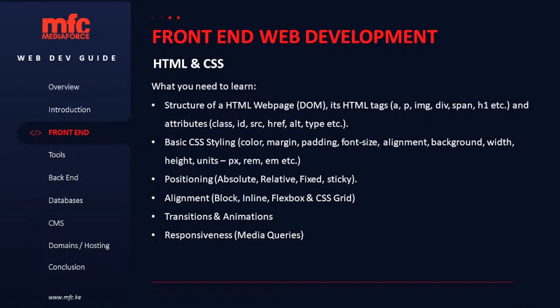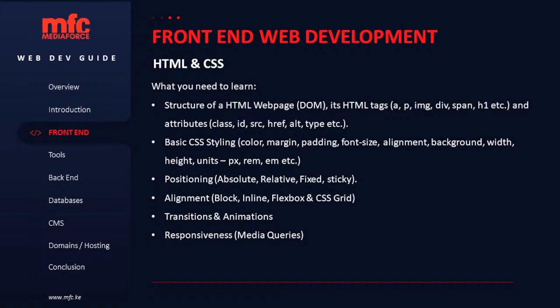Just to know what you need to learn about HTML and CSS, first you need to know the structure of the HTML web page, which is also referred to as the DOM. And you need to know how to use these tags to specify the kind of element you want to put up on your page. I've given examples here of elements like the anchor tag, which is used for links. We have the P for paragraphs, the IMG for images, the div for a given section, the span, the heading tag, etc.